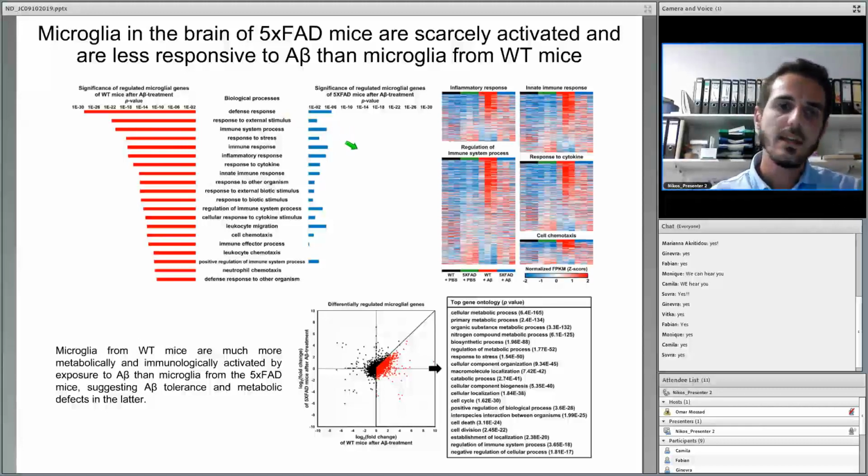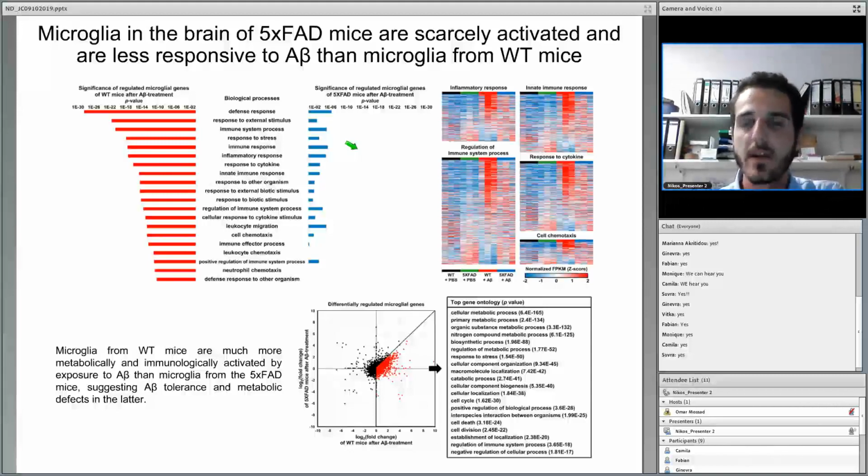And what they have as an outcome is that these microglia from the brains of the 5x FAD mice are barely activated, and they are not responding as much as the ones in the wild type. They wanted to see what makes the response different. So they investigated what are the differentially expressed genes in the wild type that are not found in the 5x FAD after the treatment of the A beta, and they come with a lot of pathways that are related with metabolism. So their point with this was that the microglia from the wild-type mice seem to be more metabolically and immunologically activated after the A beta exposure than the ones in the 5x FAD, suggesting this A beta tolerance and the metabolic defect in the 5x FAD microglia.